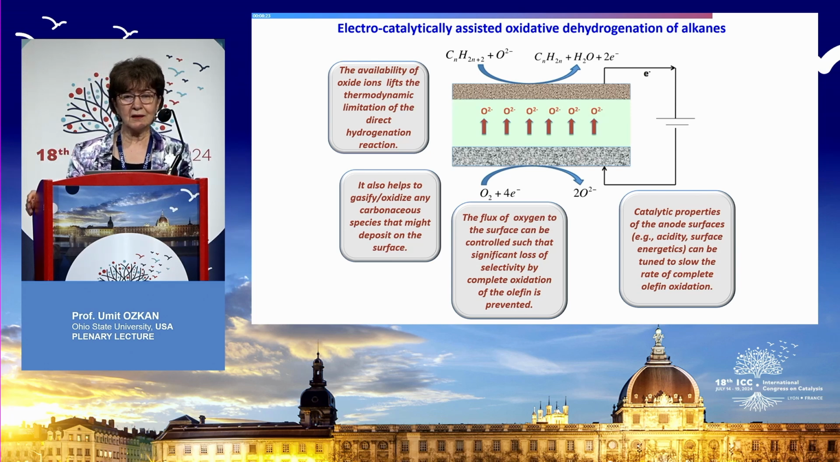Any carbonaceous species which may be left behind also gets further oxidized, so coking problems are eliminated for the most part. And then we can really control the flux to the surface.